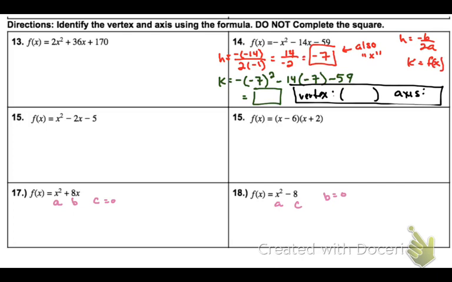For number 15, you're going to have to FOIL this first. Change it into standard form. So this right here is factored. Okay. I need you to change it into standard form by FOILing. And then you can go ahead and do the formula.